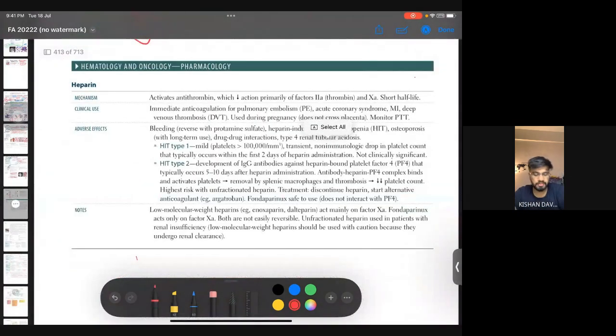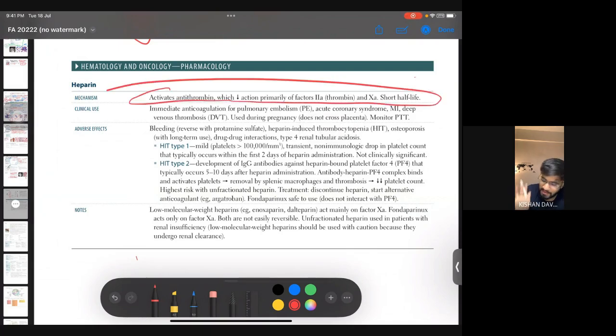Heparin. What you need to remember is that in this edition they directly started with heparin, whereas in 2020 it was direct thrombin inhibitors. No problem. Let's go with heparin. It activates antithrombin. The mechanism you have to remember anyhow.